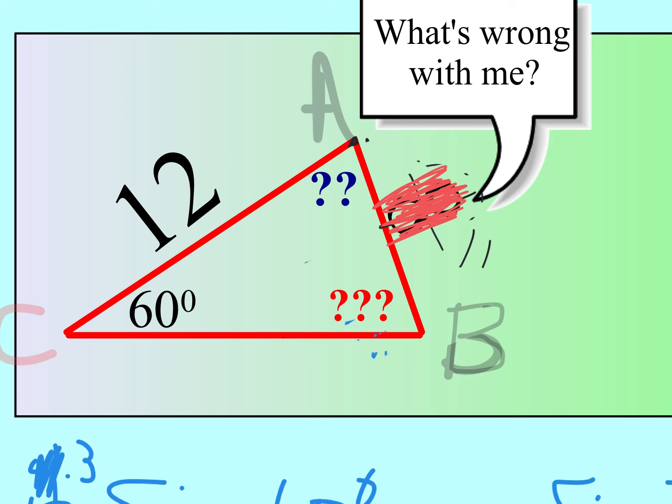All right, so the 11 is ambiguous, and I want you to figure out why. Figure out this angle right here. And something weird's going to happen.